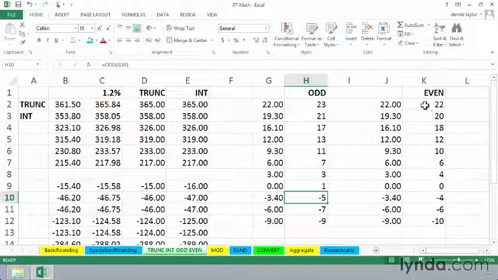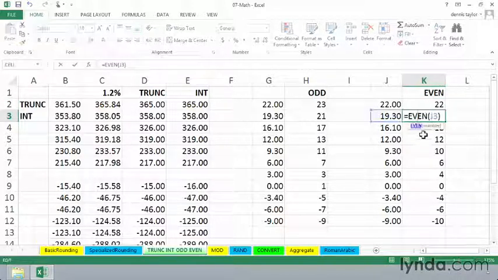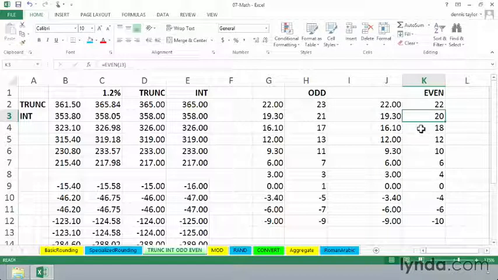And similarly with even, works in the same way. That's already even at 22. There are no decimal values to the right of it, so even simply stays the same. Here's a 19.3. The next even number moving away from 0 is 20. And we can assess the others just by looking at the answers here. So although less widely used, it's another variation on how we can control and adjust values by using functions, odd and even, and then prior to that, the trunc and int functions.